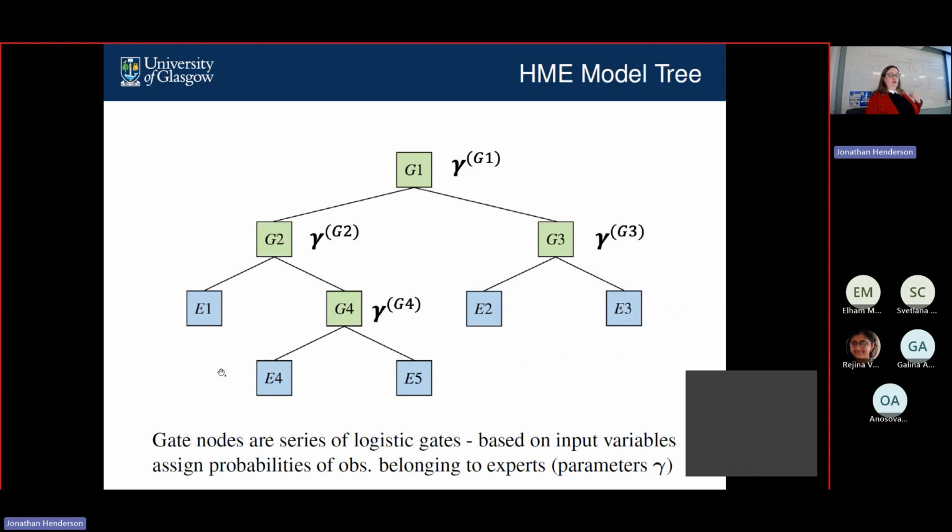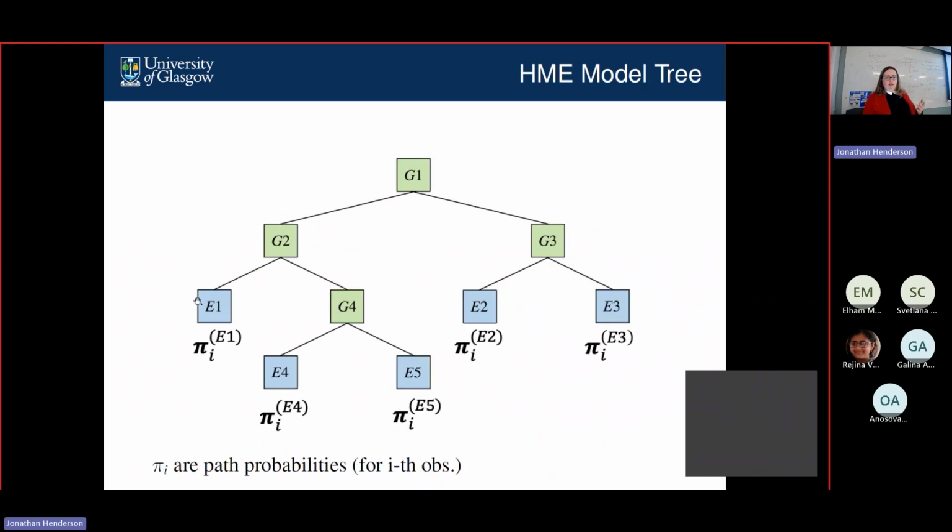And there's a certain probability of going to that, based on the probability of going on this edge, to this edge, to this edge. So it's essentially just taking those pies and making them products of probabilities along the edges. What we're eventually using in the hierarchical mixture of experts is still that probability of being in that expert, and then using that component density to model observations that fall in that expert. That's exactly where we end up.